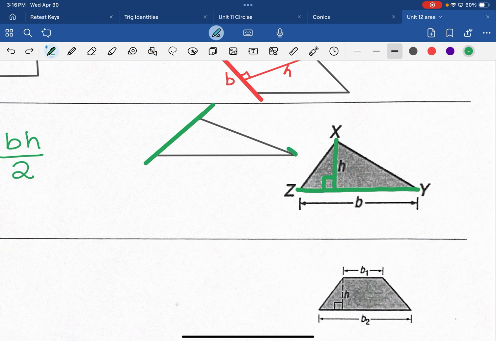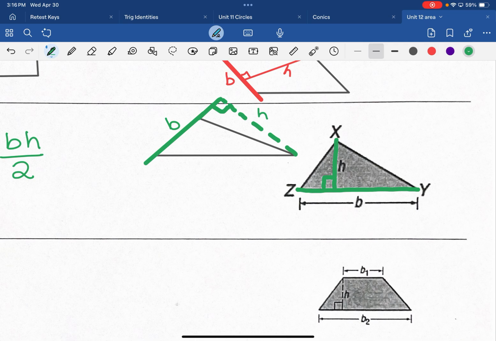So it might look something like this. And you have a 90-degree angle right there, but yet we still have that this is the height and this is the base. So again, it's just going the opposite direction.